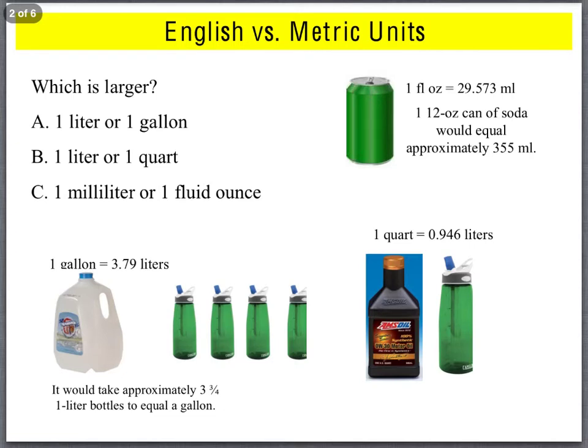So what is larger, a liter or a gallon? As you probably already know, a gallon is going to be bigger than a liter. How about a liter or a quart? Well, there's 4 quarts in a gallon, but there's 3.79 liters in a gallon. Therefore, a liter is a little bit bigger than a quart. And finally, what is bigger, a milliliter or 1 fluid ounce? As we just talked about, 1 fluid ounce is equal to almost 30 milliliters, so 1 fluid ounce would be bigger.